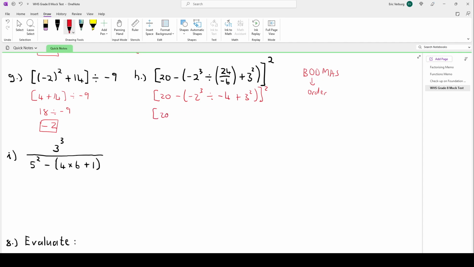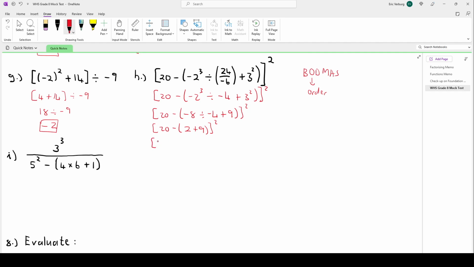Okay, so we've got 20 minus, and then -2 cubed, so that's -8, divided by -4, plus, and then 3 squared is 9. Close brackets and squared. So next, we now have the division, which goes before addition. So -8 divided by -4 is 2. Negative divided by negative is positive, and 8 divided by 4 is 2. Plus 9, close brackets and square.